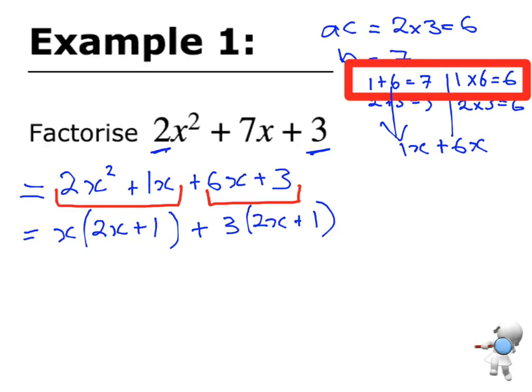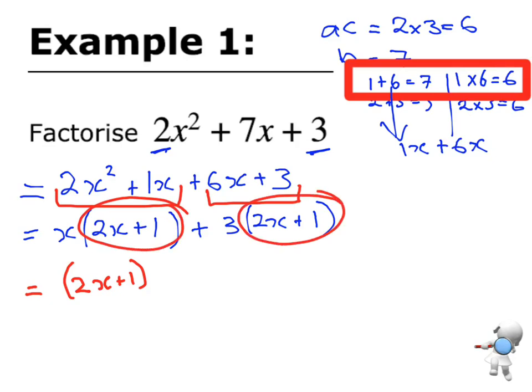Now what I want you to do is look at what we've got. I've got, in one bracket, 2x plus 1. And in the other bracket, I've got 2x plus 1. So both of those brackets are the same. So what I'm going to do now is factorise out that 2x plus 1. I'm going to take it out from both pieces. I'm going to pull them together. And so that means I'm left with an x plus a 3. Alright, so I'm just looking x plus the 3. That's what I was left with. And that is now factorised.